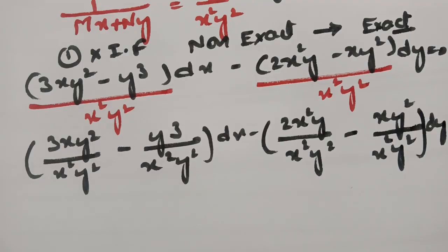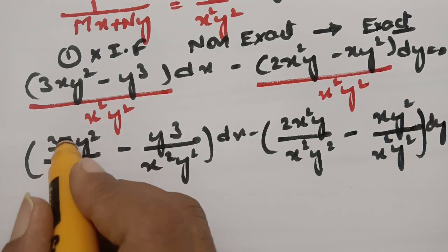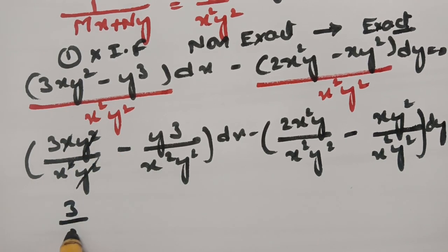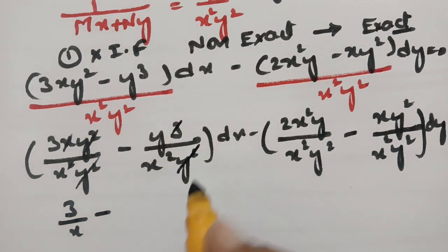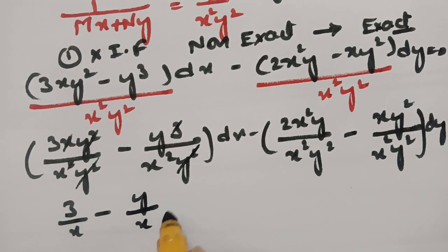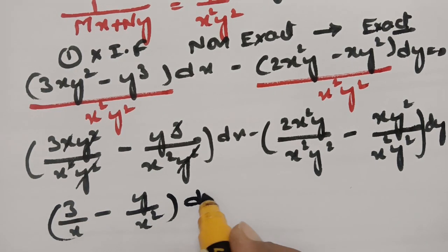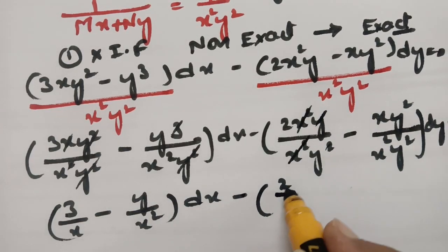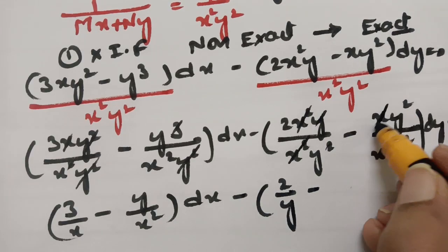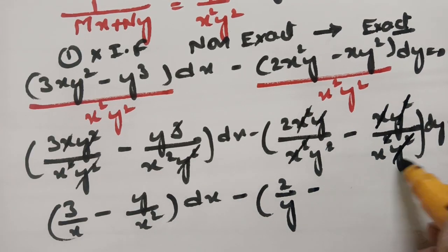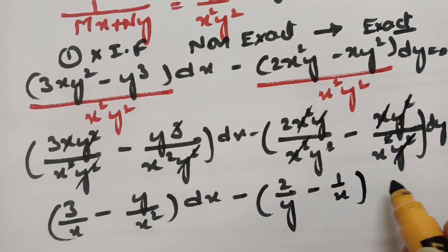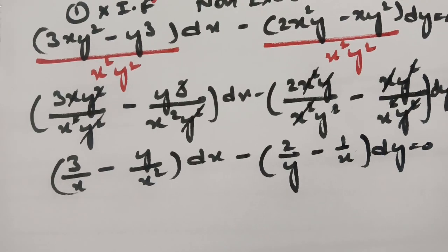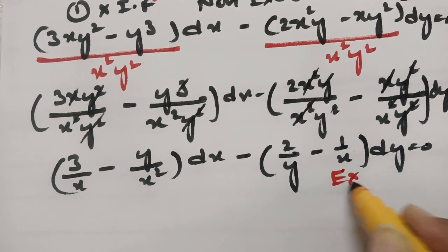If I cancel x one time and y square, this will be 3 by x. Cancelling y square, what remains here is y by x square into dx, minus 2 by x square and y one time, so this will be 2 by y. And if I cancel x one time and y square, this is going to become 1 by x into dy is equal to 0. So after multiplying, this equation is nothing but an exact differential equation.